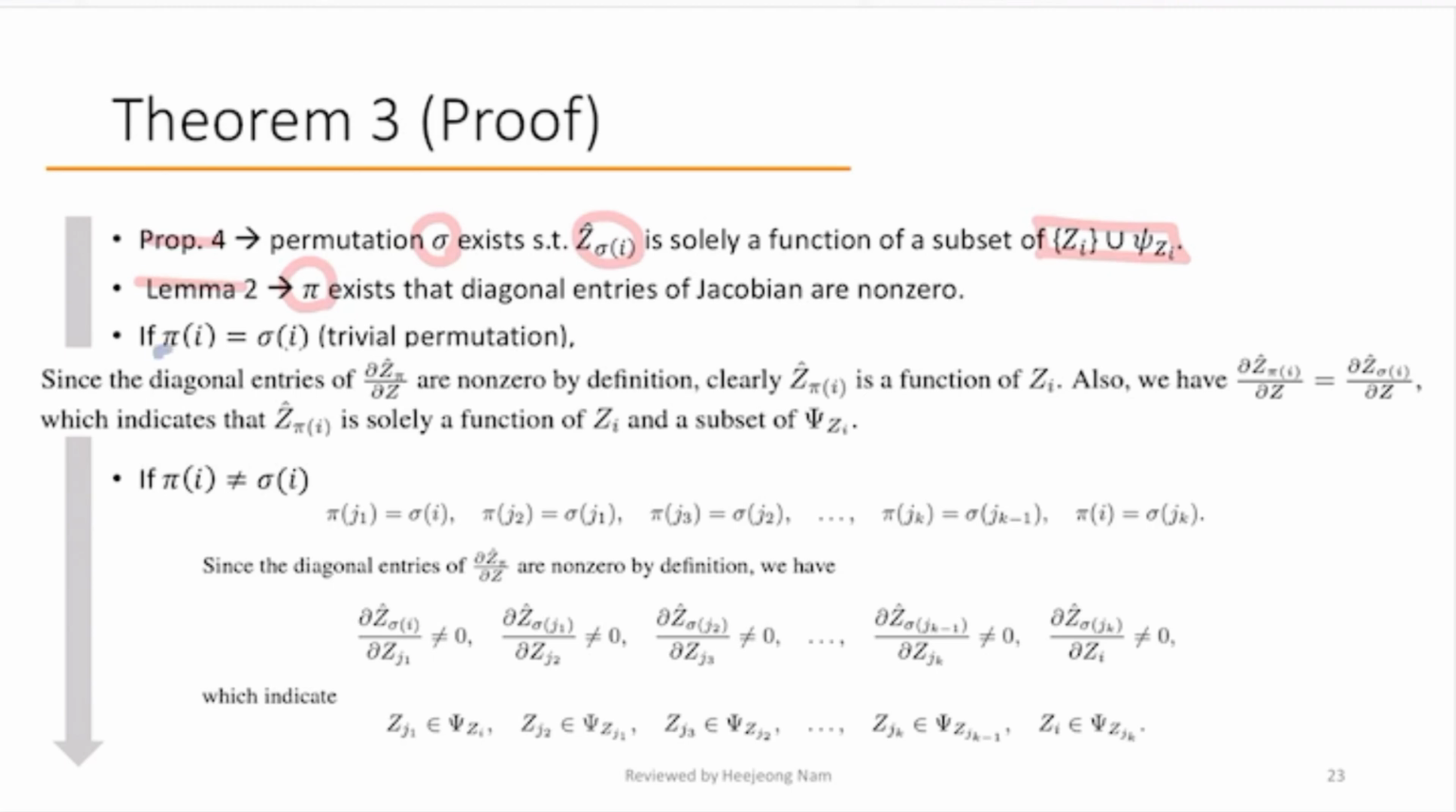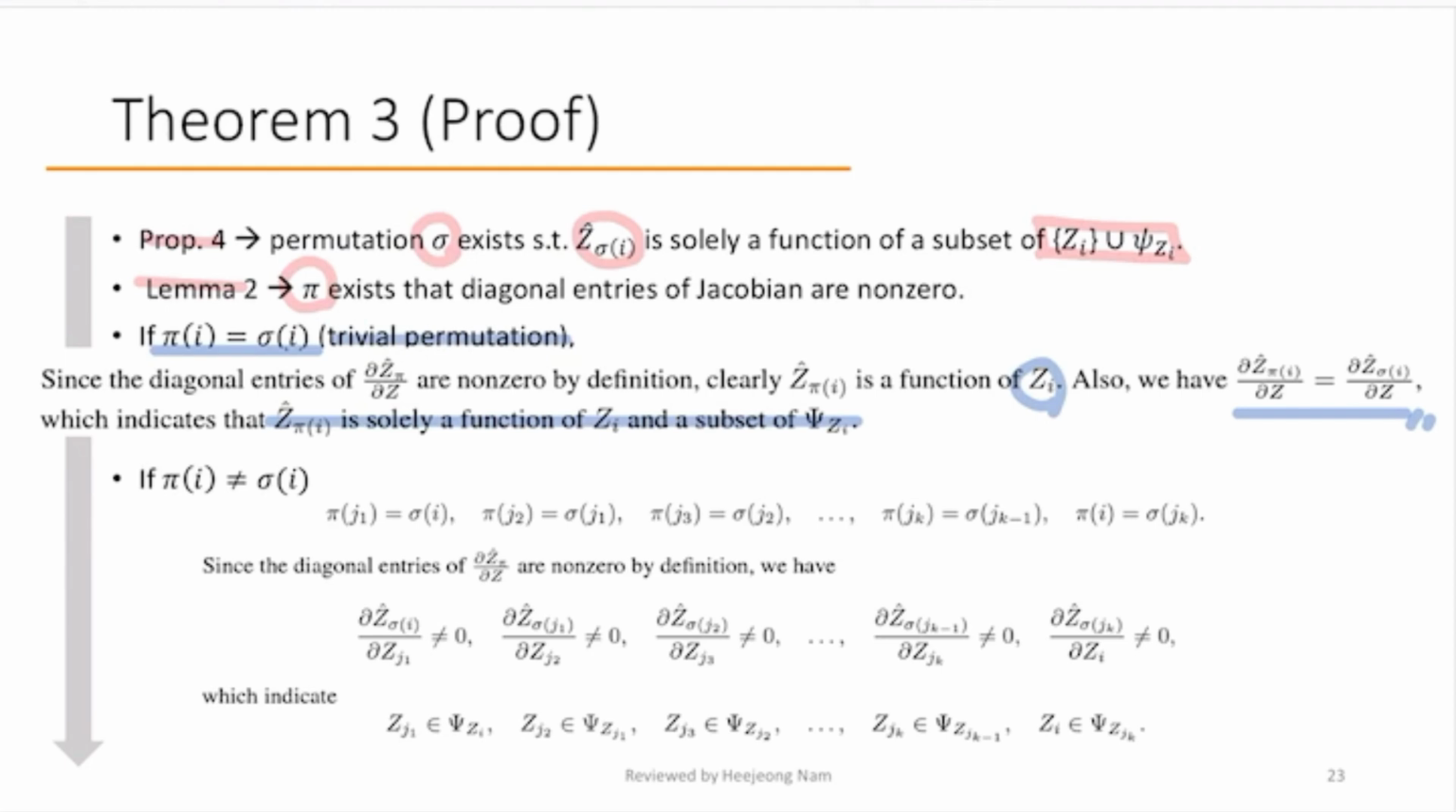If pi i is equal to sigma i, which is the trivial permutation, z pi i hat is a function of zi because of lemma 2. And also we have del pi i hat by del z is equal to del sigma i hat by del z, which indicates that z pi i hat is solely a function of zi and a subset of the immediate neighbors of zi.